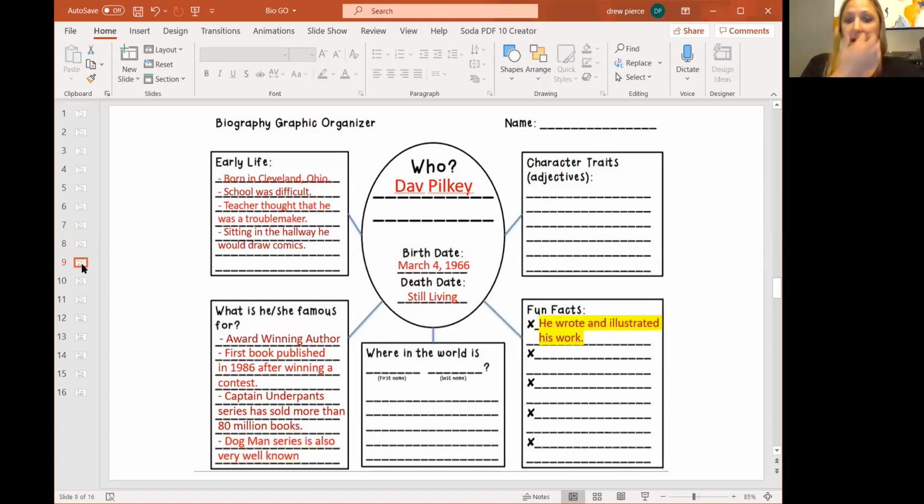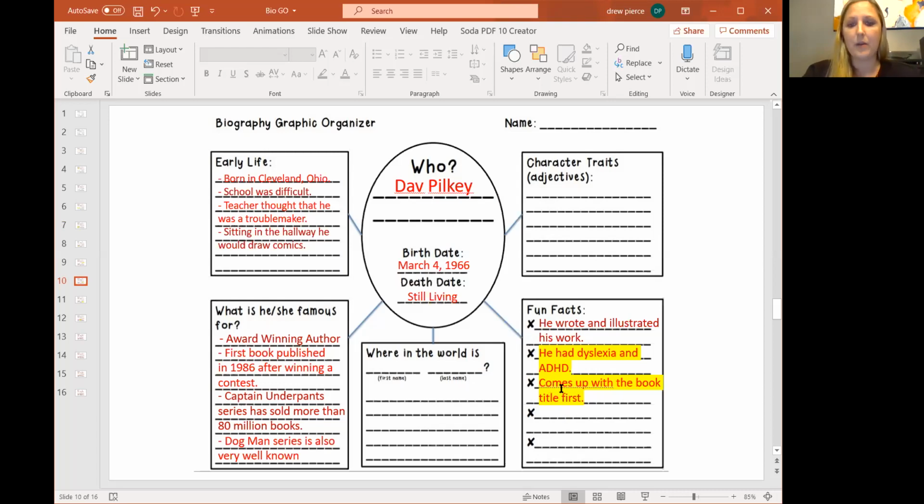But he wrote and illustrated his work. That wasn't in the Pebble Go, but it is said in the Epic book that he didn't just write his stories, he illustrated his work as well. And then it does say, it's actually listed it twice, that he had dyslexia and ADHD. And the reason I decided to put that down as a fun fact is because that is the reason why he had so much trouble in school. So it was a big part of not just his early life, but what made him start writing comics.